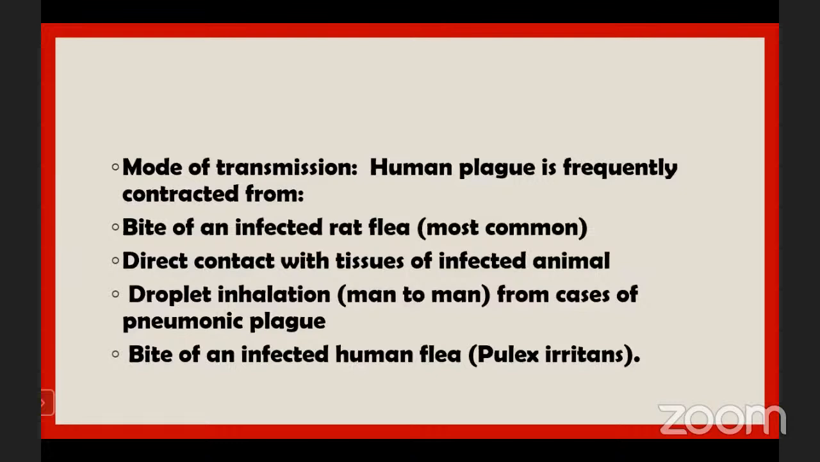Mode of transmission. Human plague is mainly contracted through the bite of an infected rat flea, which is the most common route. Others are direct contact with tissues of infected animals, droplet inhalation from man to man in cases of pneumonic plague, and the bite of an infected human flea.